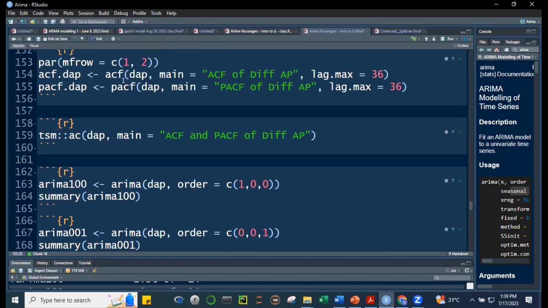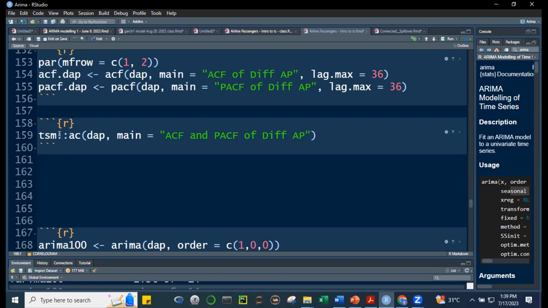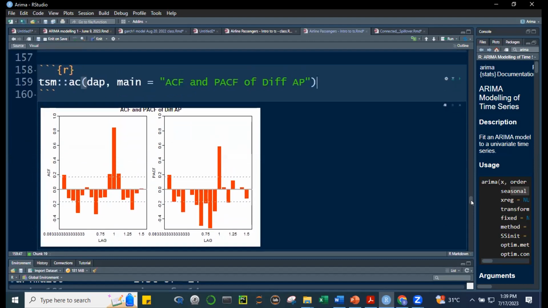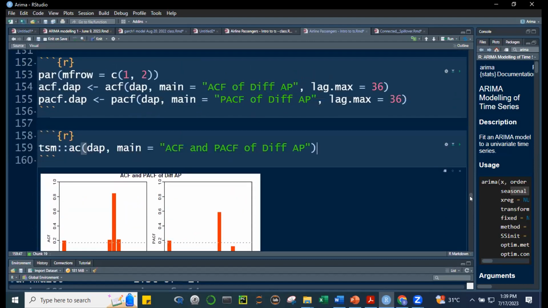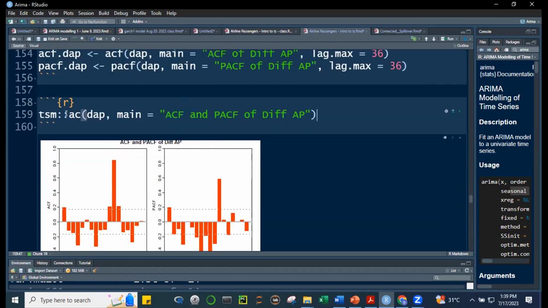By the way, another way to do it is ito, using the TSM package. Ito kasi dinadalawa pa, ACF at saka PACF. Ito isa na lang, autocorrelation. The AP main is equal to that one. So that will give you also the same plot. So isang code lang sa isang plot, no? So that's the advantage of the autocorrelation function with TSM.